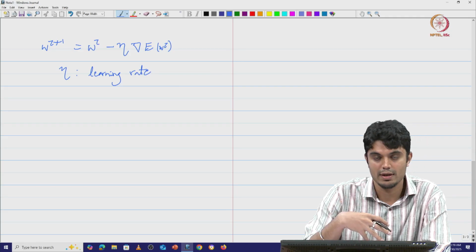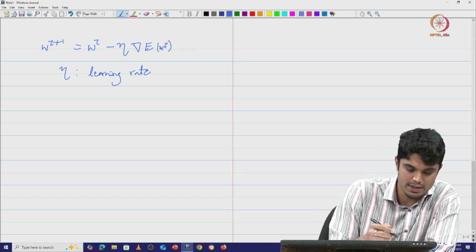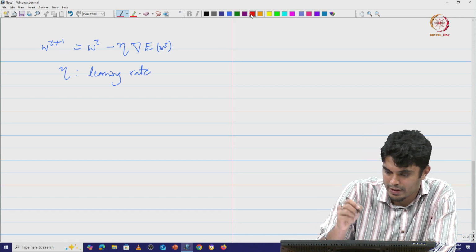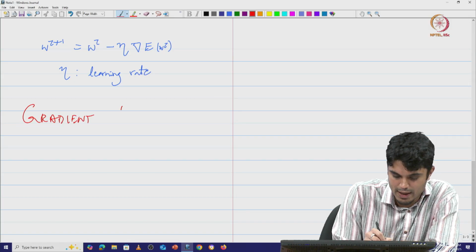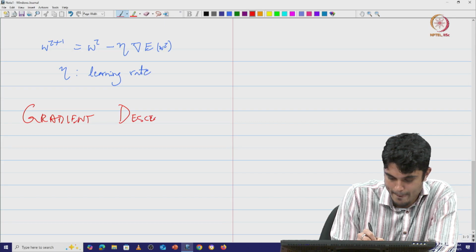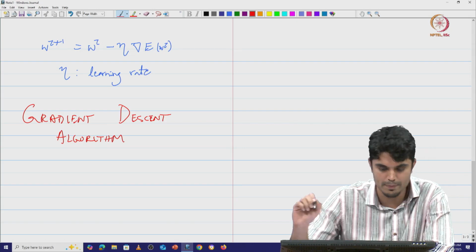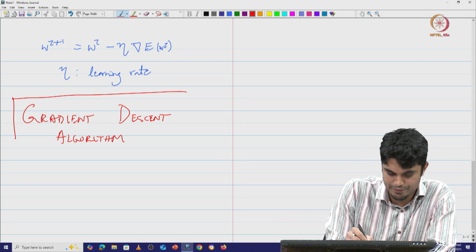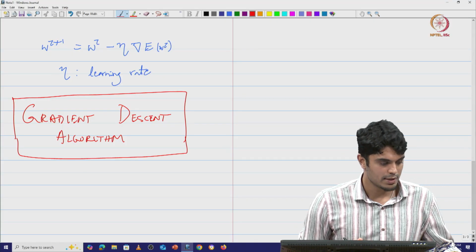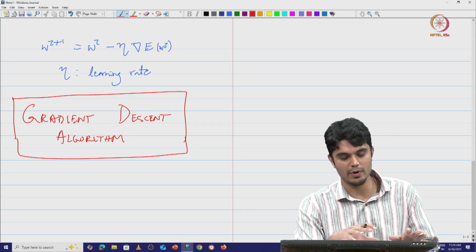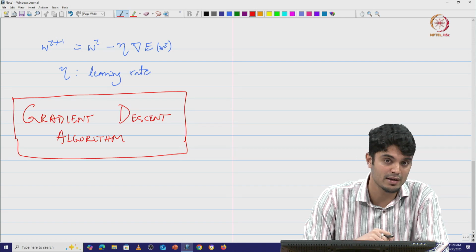So, this entire procedure that we have studied and looked at right now is what is called the gradient descent algorithm, in common parlance. In fact, this is the simplest form of the gradient descent algorithm. And why is it so simple? You will have a fair idea in the next lecture.